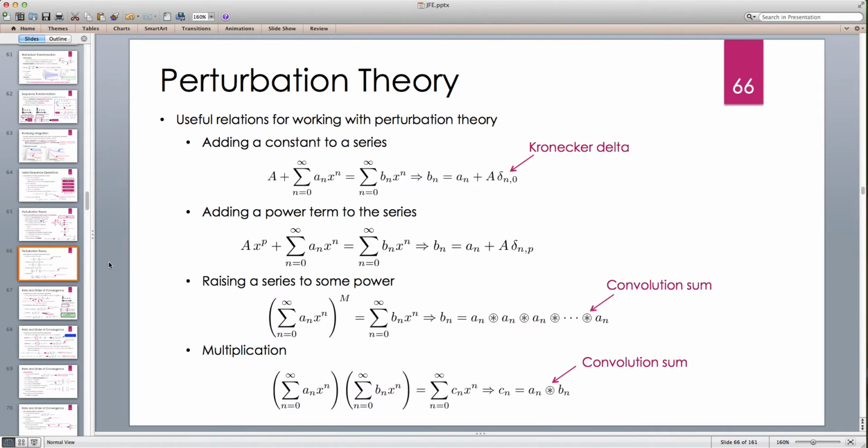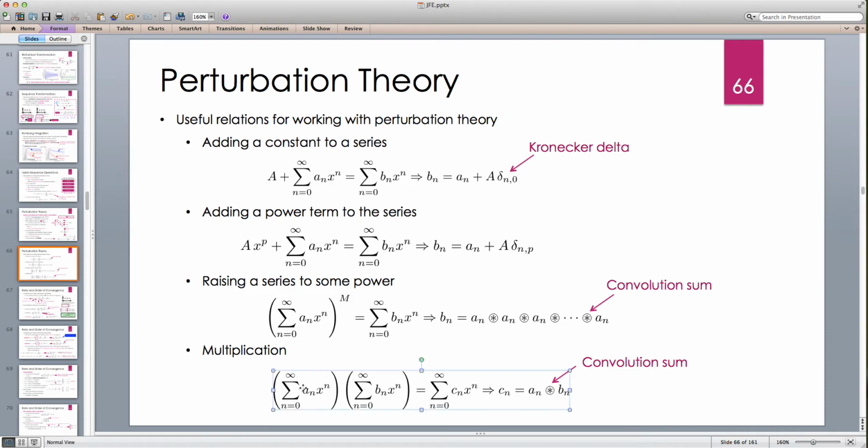Finally, we also have some useful things to remember when we're dealing with power series and applying perturbation theory. One is if we add a constant number, capital A, to a power series a_n x^n, we can represent it with a new power series, where b_n is a_n plus capital A times delta of n and 0. This is the Kronecker delta. So if n is 0, b_0 is a_0 plus A. If n is non-zero, this term is 0, so b_n is a_n. Similarly, instead of a constant term, if we have A times x to the p power and add it to a power series, we end up with a new power series, and b_n is a_n plus capital A delta of n and p. So if n is not equal to p, b_n is a_n. If n is equal to p, b_n is a_n plus A.